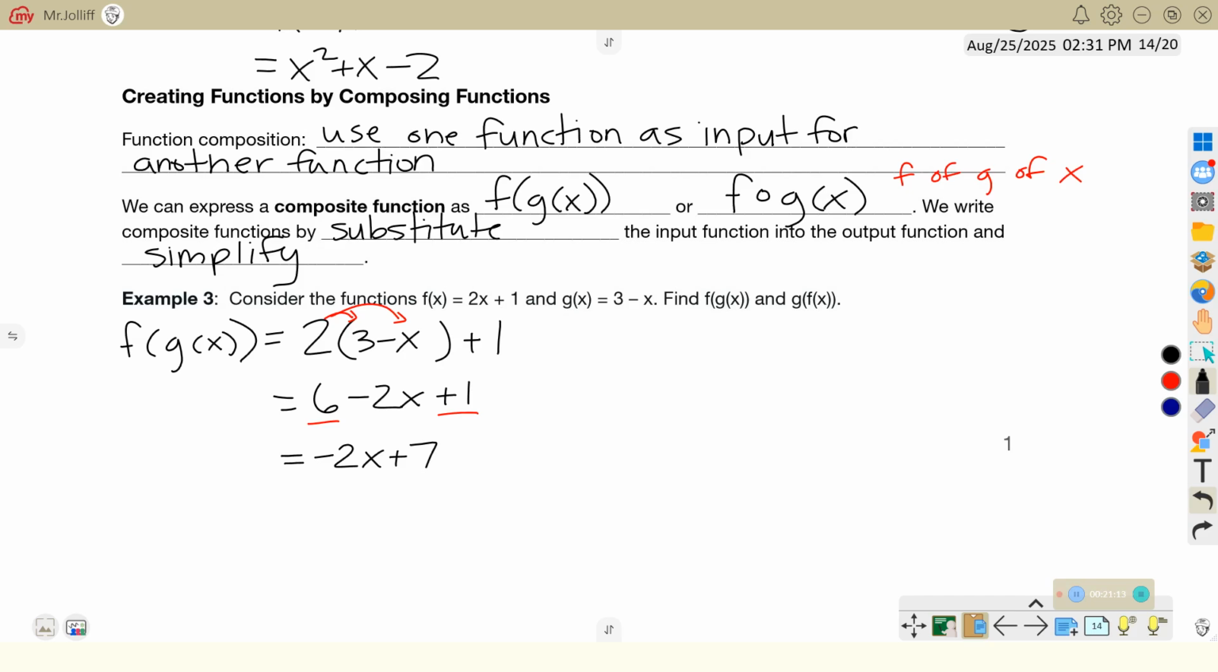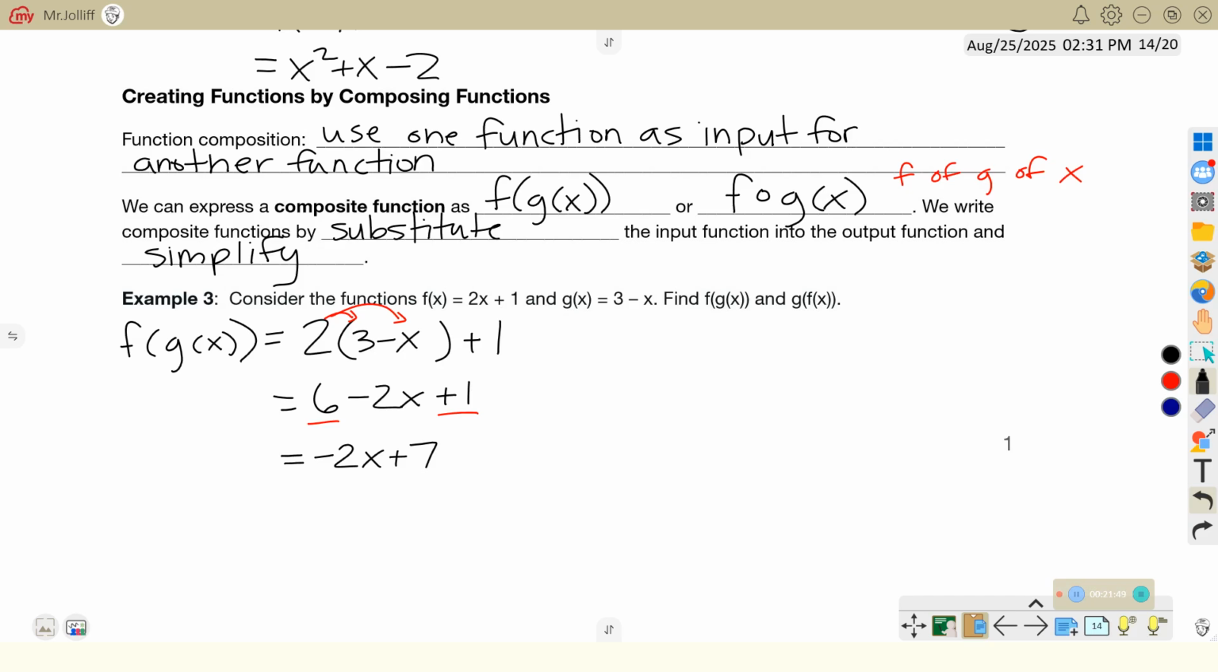What shape will that make when I graph it? Alan, what shape will that make when I graph it? Y equals negative 2x plus 7. What shape? The first function you learned with me in Math 1. Linear, yeah, you do know. Very good, perfect. It's going to make a straight line. G was a straight line. F was a straight line. Their composition gave us a straight line. Not terribly surprising. Let's try the reverse.